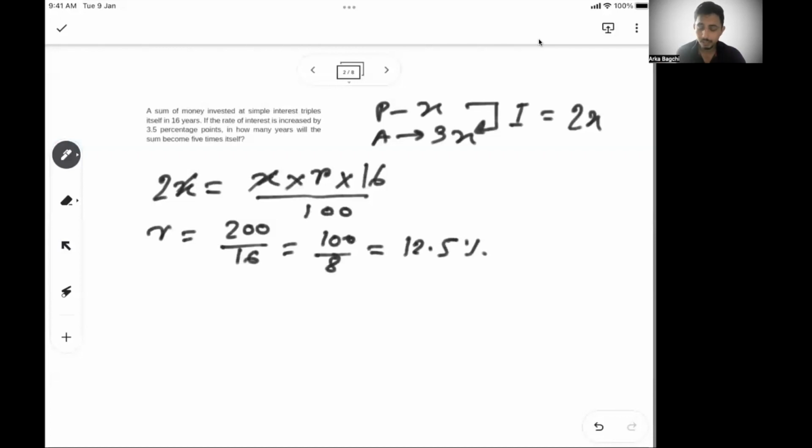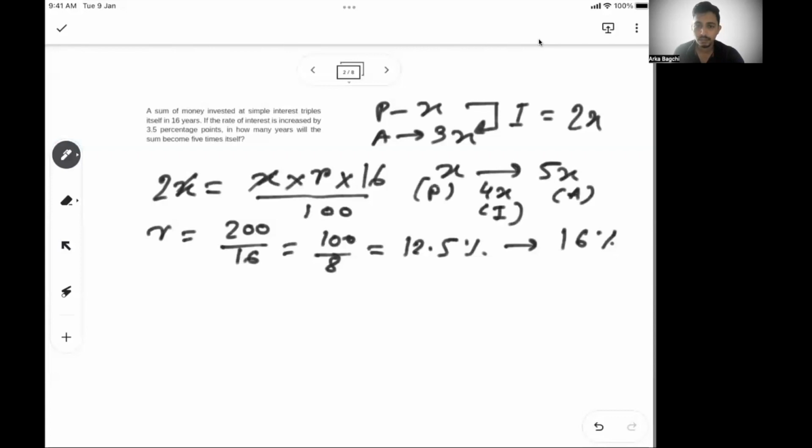If the interest rate is increased by 3.5%, so new R, that means 12.5 plus 3.5, should be 16%. So if R becomes 16%, how many years will the sum become 5 times? So X becomes 5X. That means your interest is 4X. So your principal is X, your amount is 5X. So your interest must be 4X, right? So we can apply the same formula, 4X interest, X your principal, R you know is 16, here you don't know T, you calculate this.